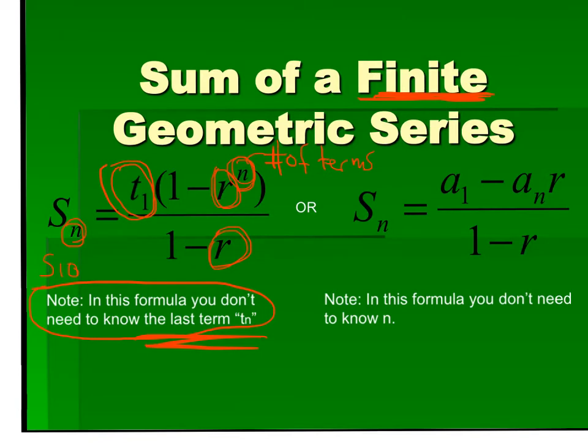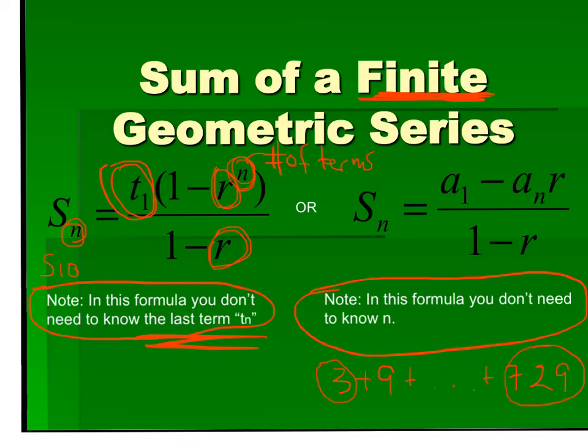In the second version of this formula, in fact they're the same formula, you don't have to know the number of terms. That also sometimes comes in handy. If I have something like 3 plus 9 plus ... plus 729, I don't know how many terms there are here, but I do know my first term, and I do know my last term, which would be my nth term, or in this case, a sub n. So if you want to use this formula, you still need to know the first term. Any way you slice it, you have to know the first term. Here you need to know the last term. In my little example down here, that was 729. And again, you have to know r, which is your common ratio.